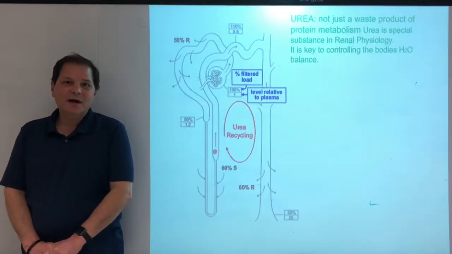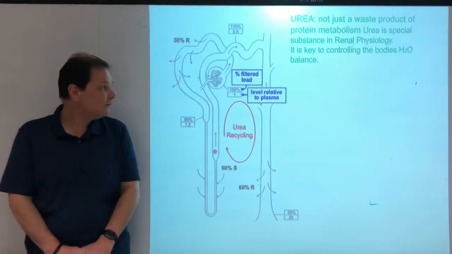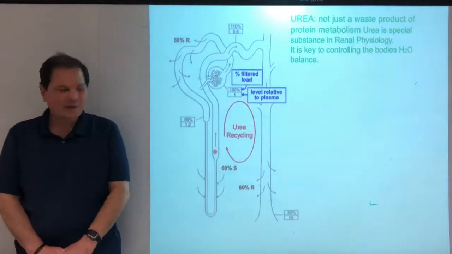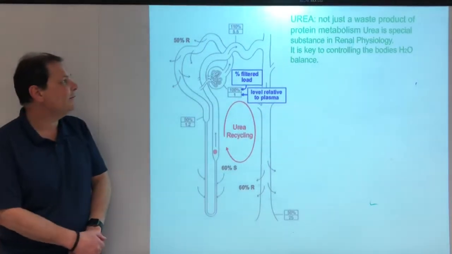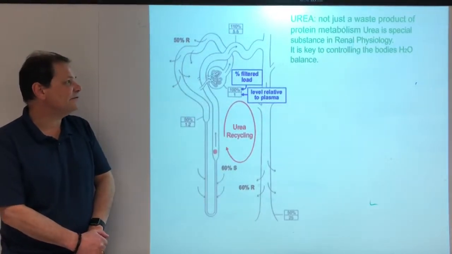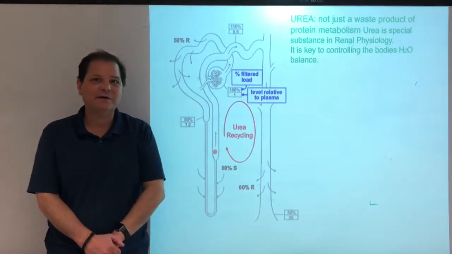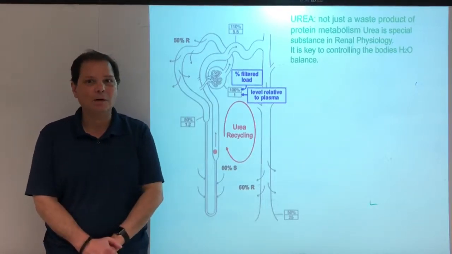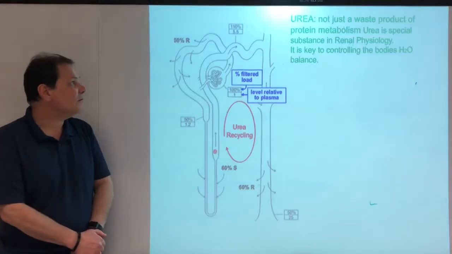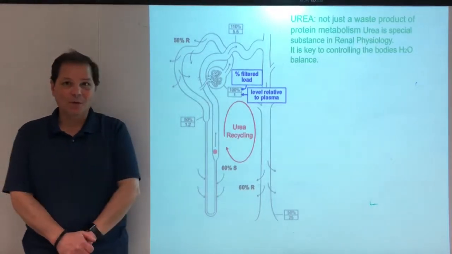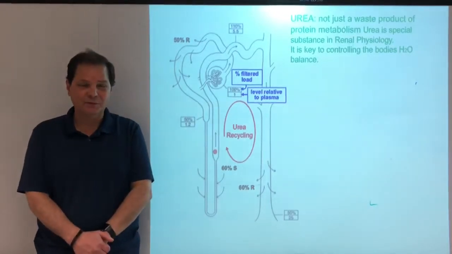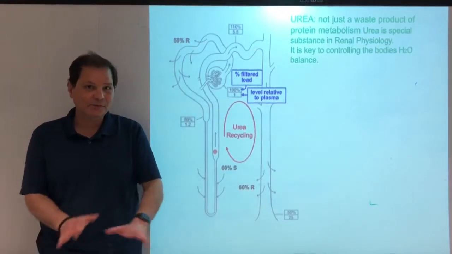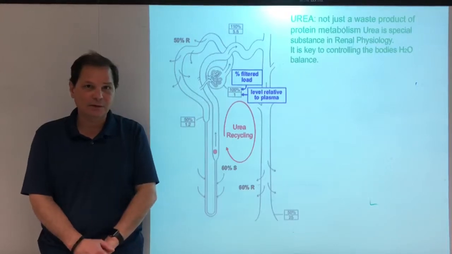So having done the peptides and some of our organic substances, let's talk a little bit about urea. Urea is a waste product of protein metabolism, so it's being generated all the time. It's a really special substance in renal physiology because it's a key to controlling water balance. And so we'll talk a lot about water transport in the next lesson, but I want to talk about the way that urea is transported here, and then we'll talk about how it's involved with water later on.